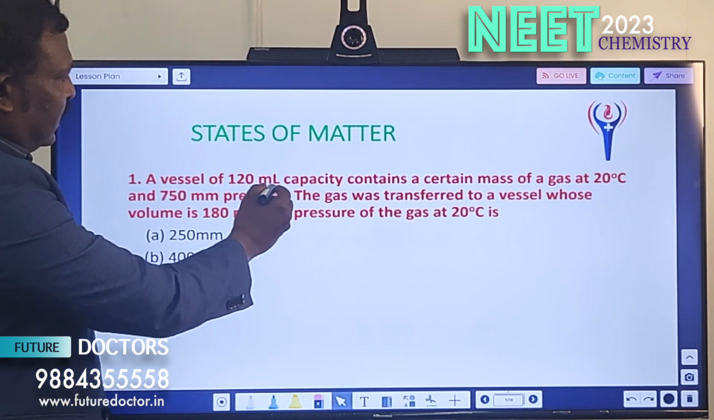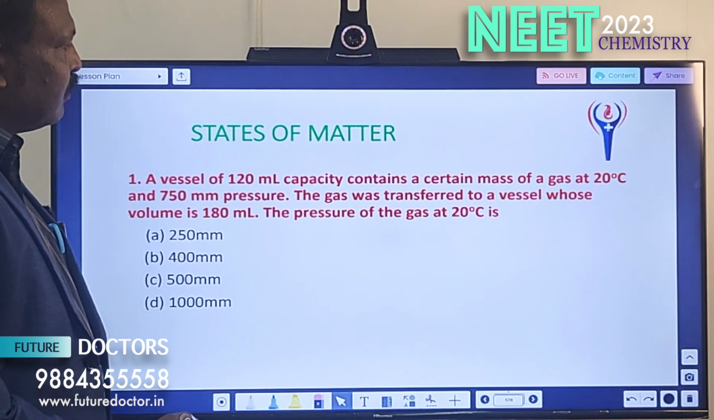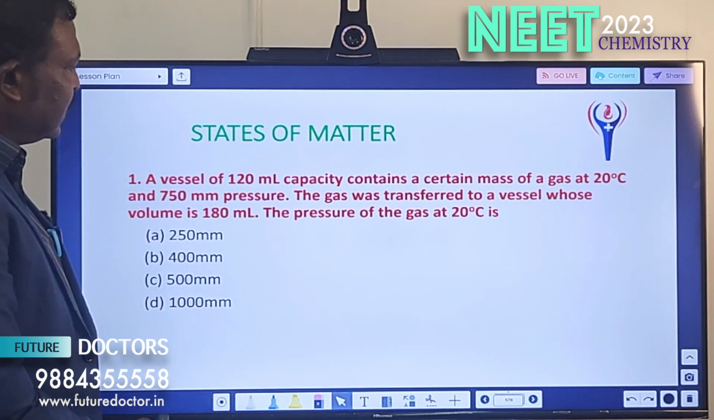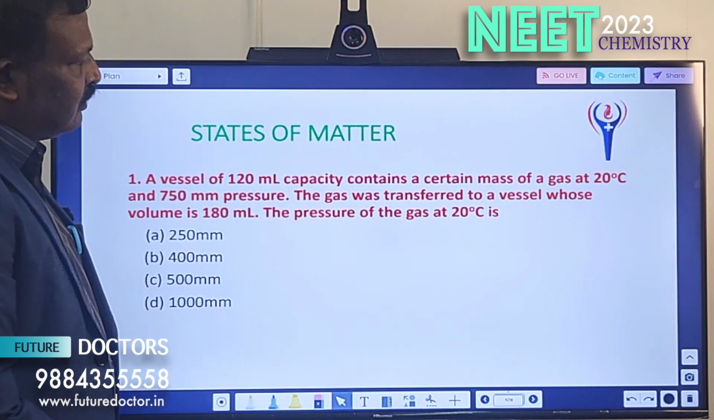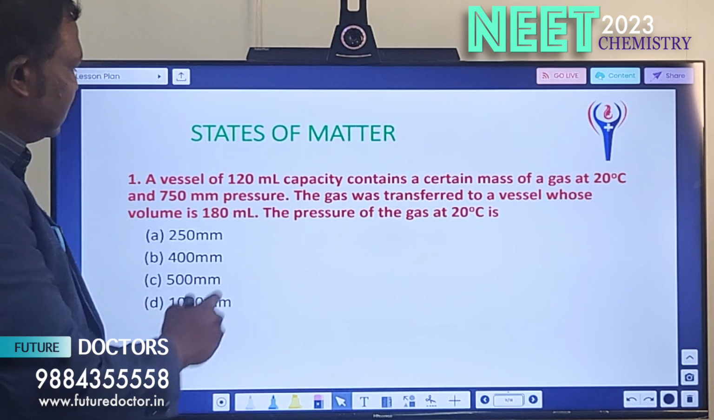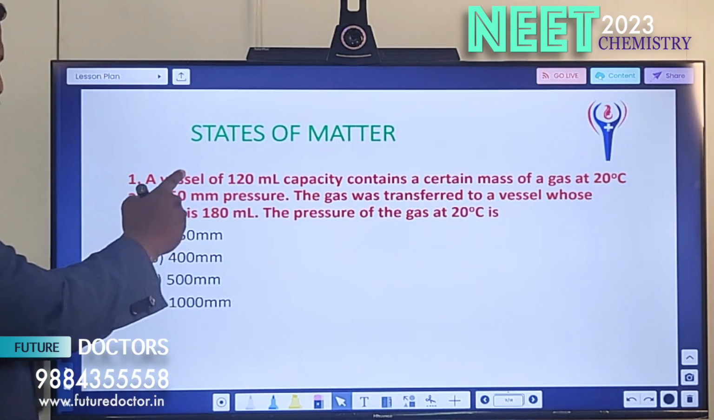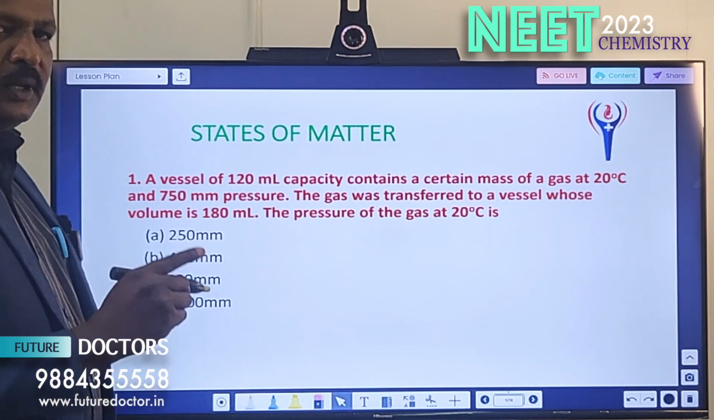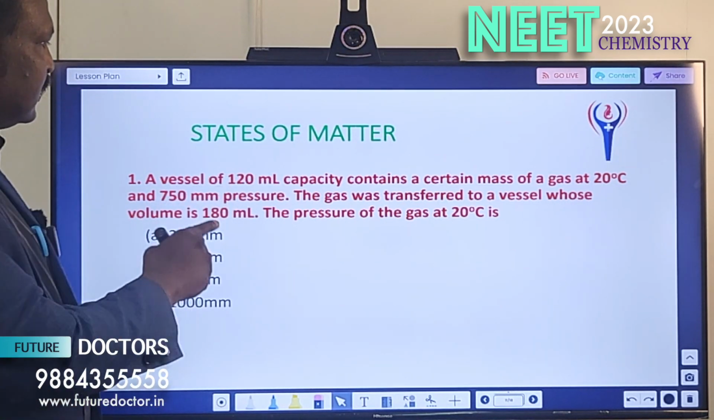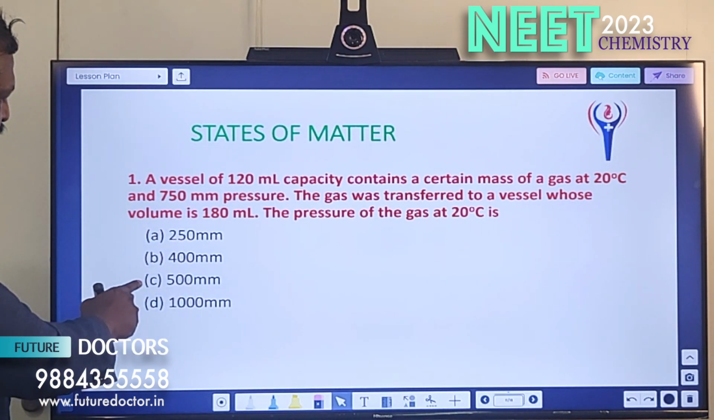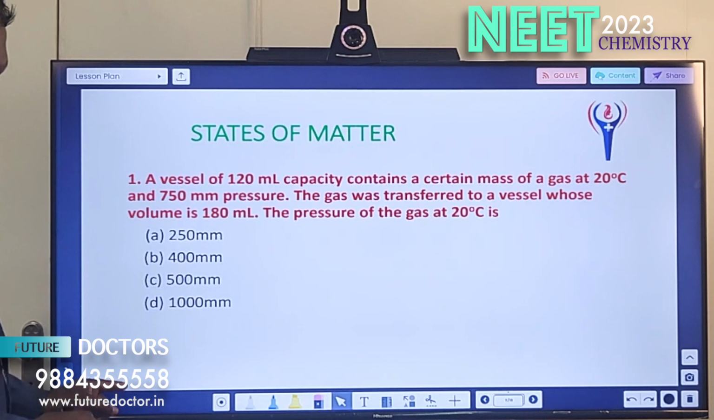A vessel of 120 ml capacity contains a certain mass of gas at 20 degrees Celsius and 750 millimeter pressure. The gas was transferred to a vessel whose volume is 180 ml. The pressure of the gas at 20 degrees Celsius is dash. That's the question. This is based on Boyle's law. If you know the Boyle's law statement, you can easily solve the sum. PV is equal to constant. Based upon this. Now see the options. Option A 250 millimeter of mercury, option B 400 millimeter of mercury, option C 500 millimeter of mercury, option D 1000 millimeter of mercury.